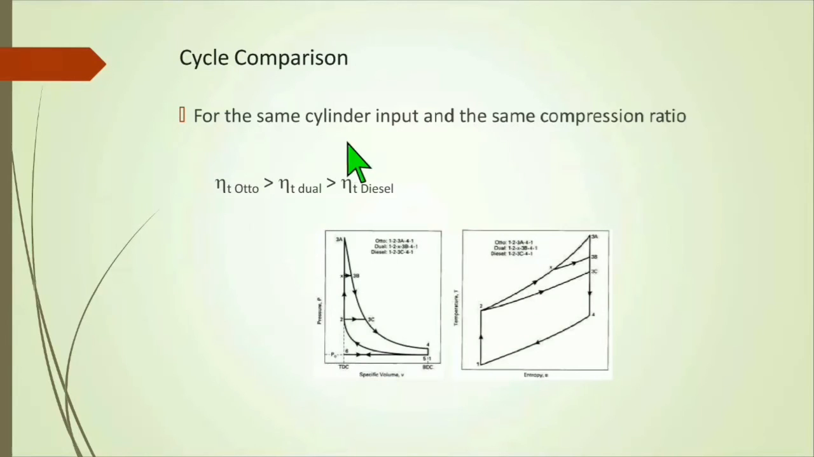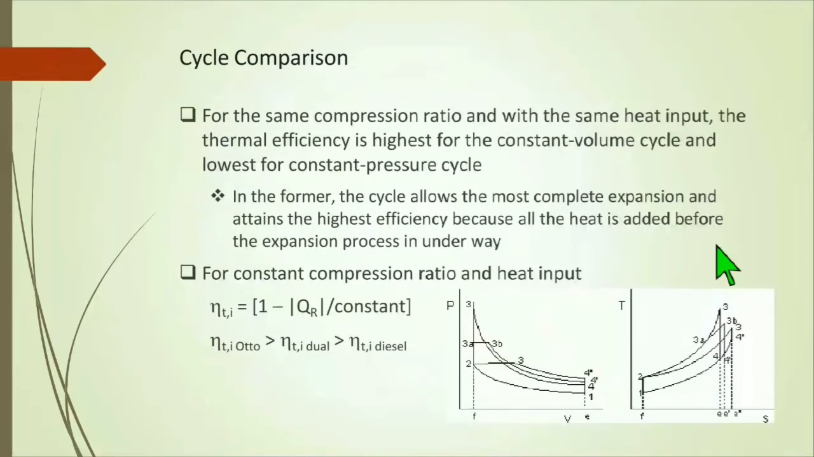For the same cylinder input and the same compression ratio, eta T Otto greater than eta T dual greater than eta T diesel. So there are two types of graph. First one is pressure versus specific volume, and the next one is temperature versus enthalpy. For the same compression ratio and with the same heat input, the thermal efficiency is the highest for the constant volume cycle and lowest for constant pressure cycle.